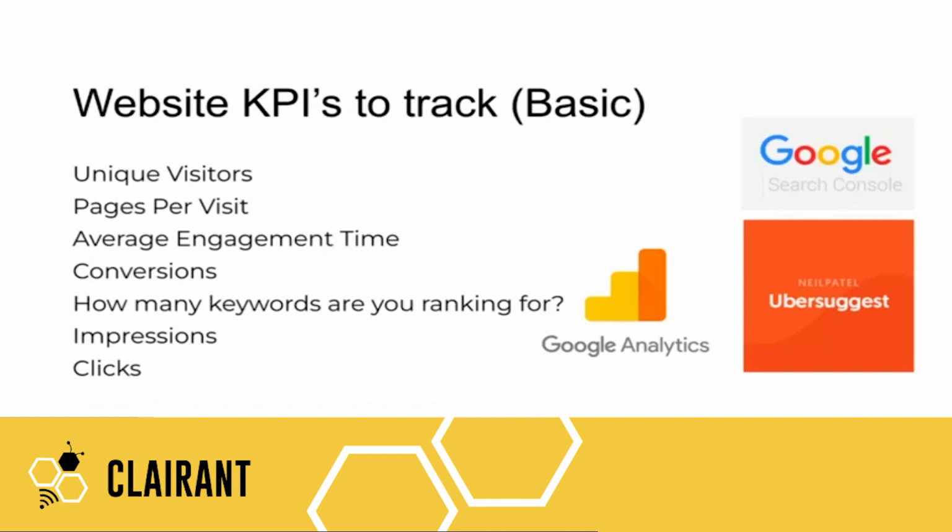Then you want to be tracking how many keywords you're ranking for. You can head on over to neilpatel.com or ubersuggest.com in that yellow or orange box. And you can find a free SEO tool. You can, of course, pay money as well monthly in order to get more capabilities for it. But all you would need to find how many keywords you're ranking for is the free version.